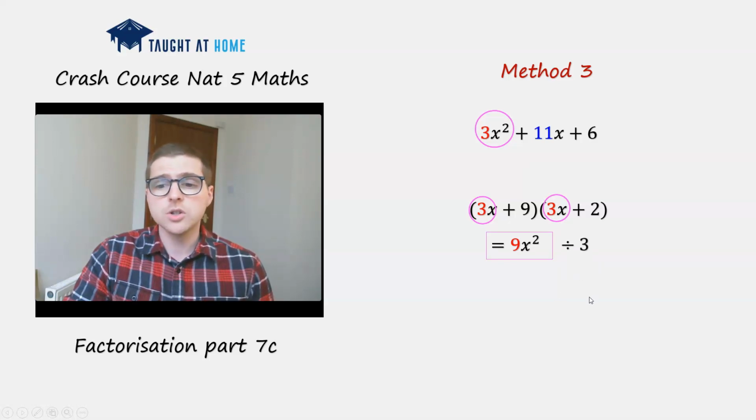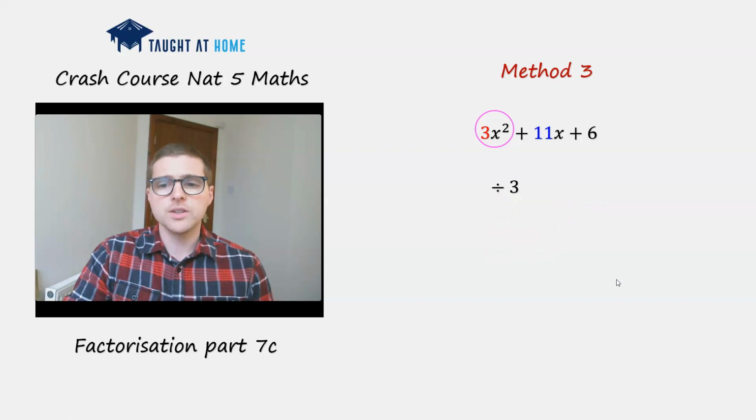But which should we divide by 3? Should we divide the right bracket or the left bracket? Well, if you notice, in the left bracket they have multiples of 3. We've got 3x plus 9. They divide by 3 quite nicely. So we're going to divide that by 3. And what we're left with is x plus 3 and 3x plus 2. And there you go. That is how we do it.